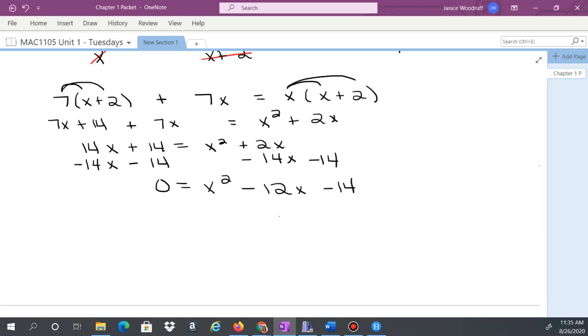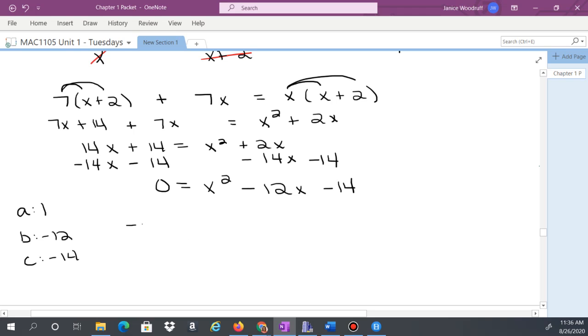Okay, that's fine. We can complete the square or we can do the quadratic formula. Complete the square. I think we got another complete the square one after this though. Let's do the quadratic formula. But if you want to do complete the square, that's fine. All right, so you've got a is 1 in front of the x squared, b is negative 12, c is negative 14.